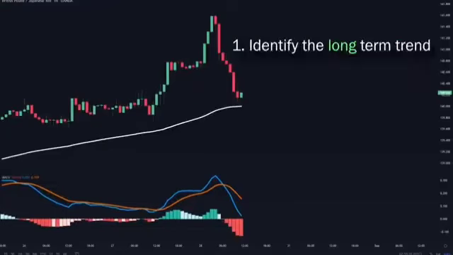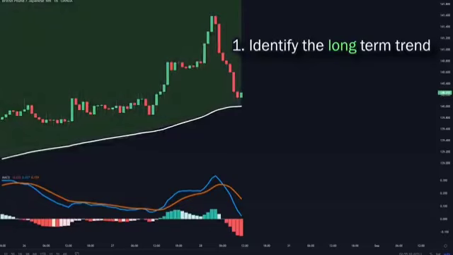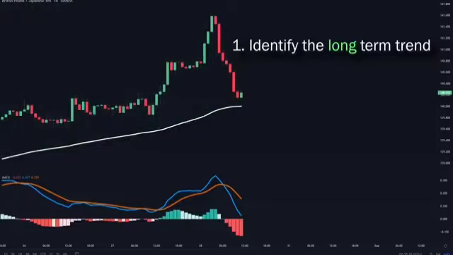The first step is to identify the long-term trend by looking at the 100 EMA. If the price is above the 100 EMA, it indicates that the long-term trend is up. And if the price is below the 100 EMA, it indicates that the long-term trend is down.